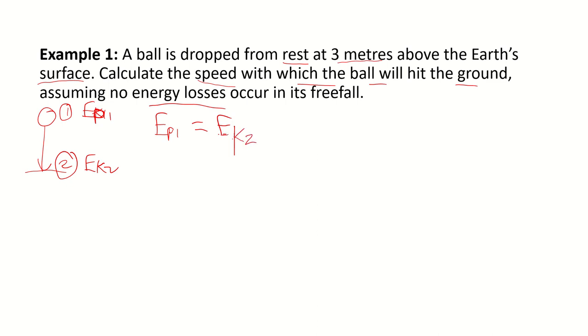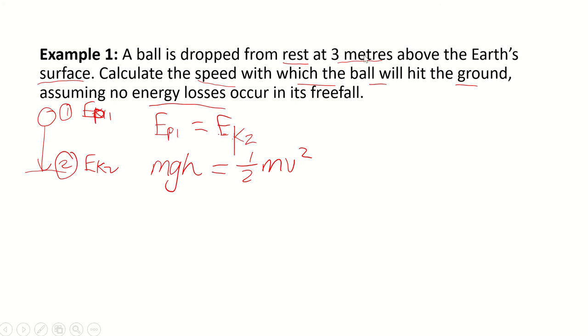So how do we calculate gravitational potential energy? It's just mgh. And that's going to be equal to the kinetic energy at the bottom, which is going to be half mv squared. Now, in this question, we're only given the initial speed, so we know it's got no kinetic.